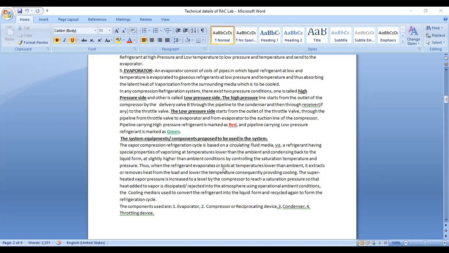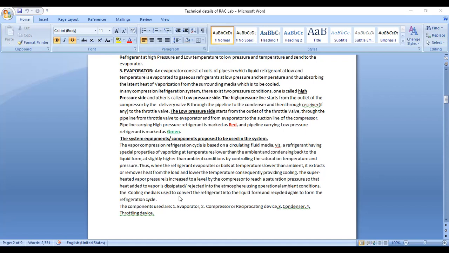It can go to the condenser itself. When the refrigerant evaporates or boils at a temperature lower than the ambient, it extracts or removes heat from the load and lowers the temperature, consequently producing the cooling. The superheated vapor pressure is then increased by the compressor to reach a saturation pressure, so that the heat added to the vapor is dissipated, rejected to the atmosphere using the ambient condition itself.